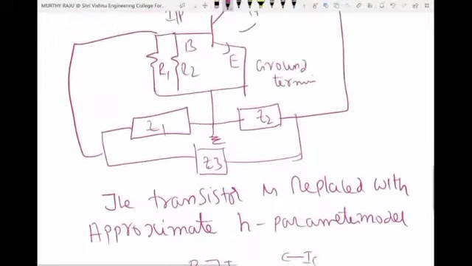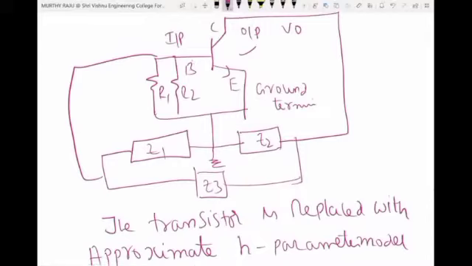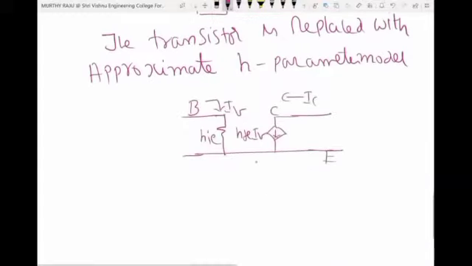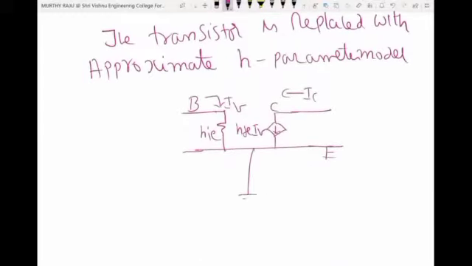Now, in between base and ground, the emitter terminal is ground. This one, the emitter terminal, is connected to ground. In between base and ground, we have R1 and R2.